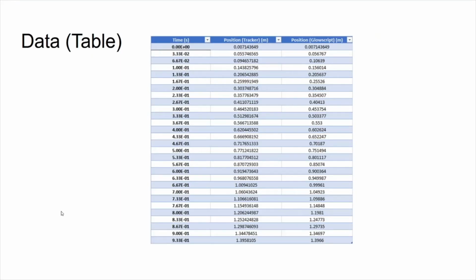Next, here's the data observed in the lab. The column in the middle is the position as observed in Tracker, and the rightmost column is the position that was calculated in the GlowScript model. I used the same time step in GlowScript as passed between each frame in Tracker in order to make the data easier to read. As you can see, the data is pretty consistent between the two models.